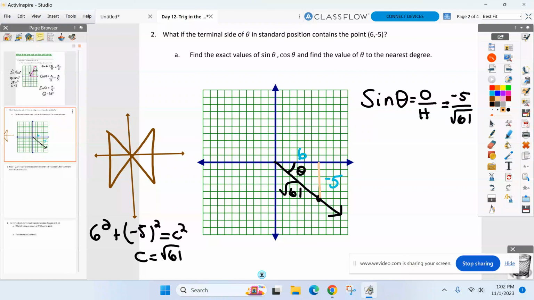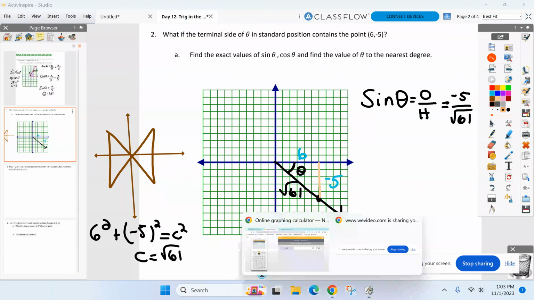Anybody know why that's a no-no from last year? Can't have a radical in the denominator, right? But look, I'm not going to ask you how you fix it. Just plug it into your calculator and it'll calculate it. The NumWorks will fix it for you. Negative 5 over radical 61.